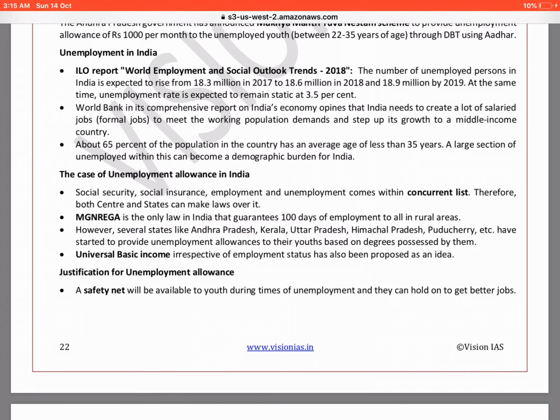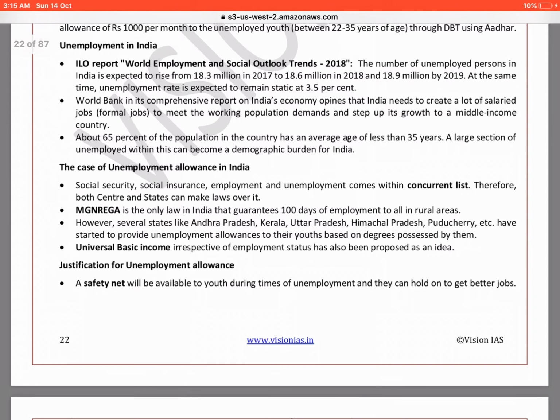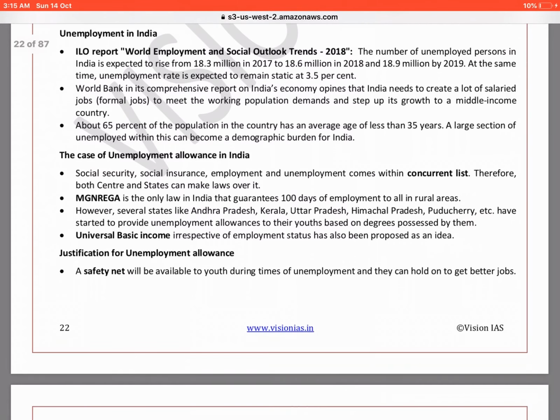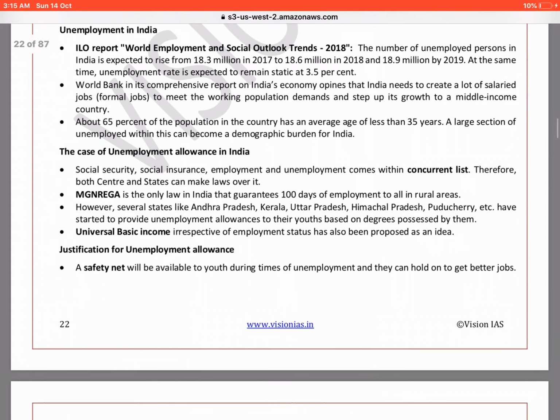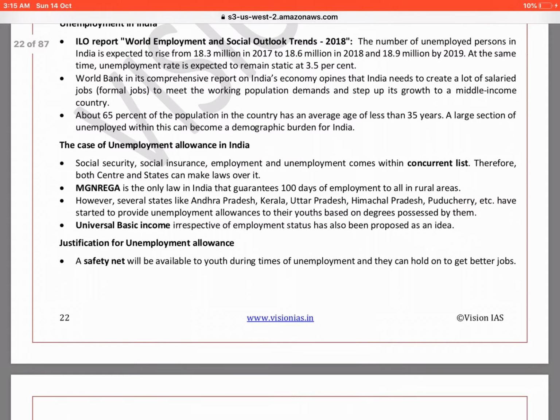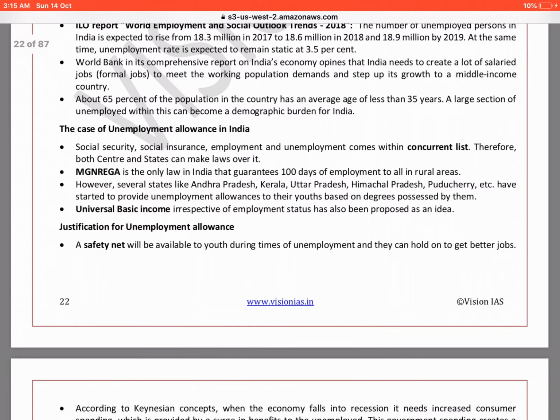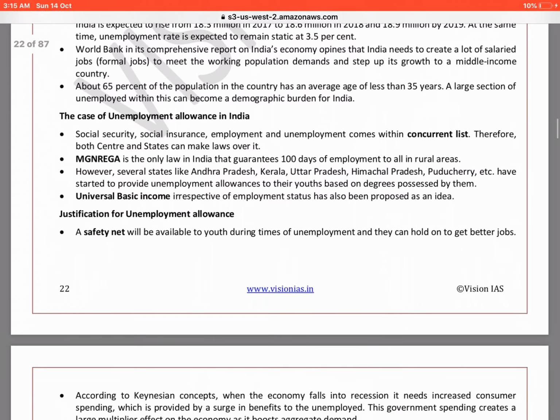So the unemployment rate is expected to remain static at 3.5%, and the World Bank, in its comprehensive report on India's economy, opined that India needs to create a lot of salaried jobs, like formal jobs, to step up its growth to a middle income country. About 65% of the population in the country is under 35 years of age. Our demographic, which can be a demographic dividend because our average population is less than 35 years, will become a demographic burden if not utilized, if not given jobs.